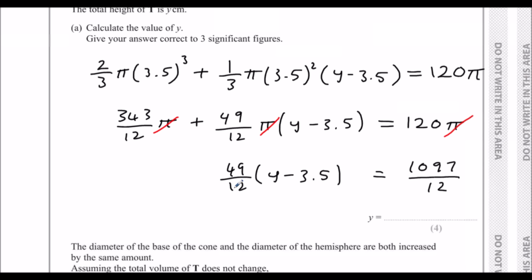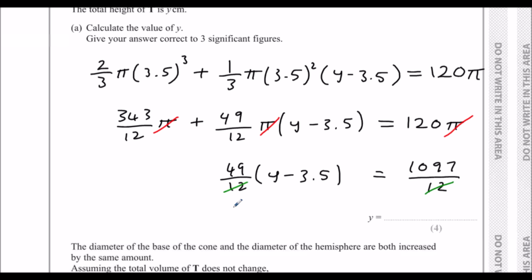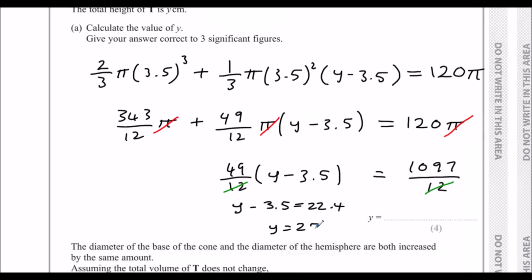Let's times everything by 12, then divide by 49. So 1097 divided by 49 times by 12. So I've got 22.4. But that's y minus 3.5 is 22.4, so add 3.5 to get y by itself. That gets us to 25.9. So y is 25.9.